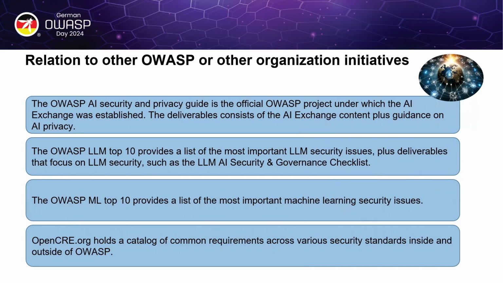So, the relationship between OWASP AI Exchange and other organizations and initiatives. The OWASP AI Exchange is a sub-project of the OWASP AI Security and Privacy Guide, one of the official OWASP projects. The content of these two projects is AI Exchange content plus guidance on AI privacy. The content from the OWASP AI Exchange is feeding into the OWASP Top 10 LLM, which is about the most important LLM security issues, and the OWASP ML Top 10, which lists the most important machine learning security issues, as well as OpenCRE. OpenCRE holds a catalog of the common requirements across various security standards inside and outside of OWASP.